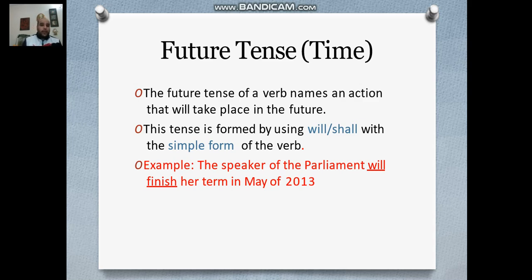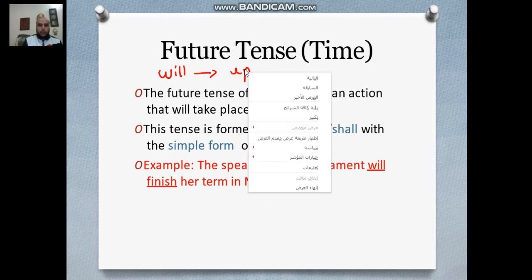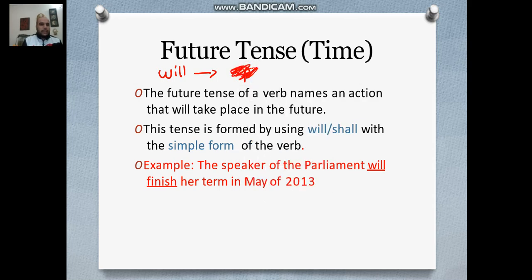We use will with unplanned future. Will. Oh my God, what did I do? Come on, teacher Mark, what's going on? Because this tablet is not mine, it's for my wife.